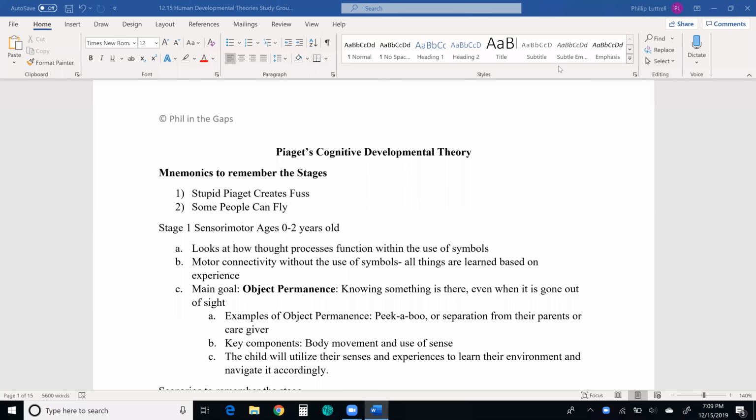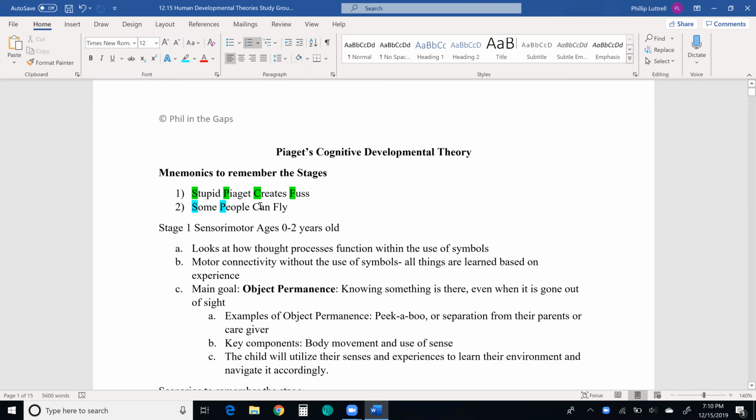We'll start with Piaget's cognitive developmental theory. A couple of mnemonics or ways to remember the stages on the exam are as follows. "Stupid Piaget creates fuss": sensory motor, pre-operational, concrete operational, formal operational. Each letter of the beginning represents a particular stage. Another one is "some people can fly." Same idea, just clever ways for you to remember the different stages on the exam.